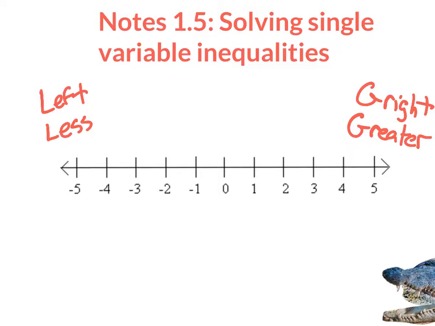So if I tell you compare negative 3 with negative 2, which one's greater? The negative 2. Why is the negative 2 greater? Because it's on the right side. The negative 3 is less. Why is it less? Because it's on the left side. Okay? Left, less, greater, right. Any questions? Simple.